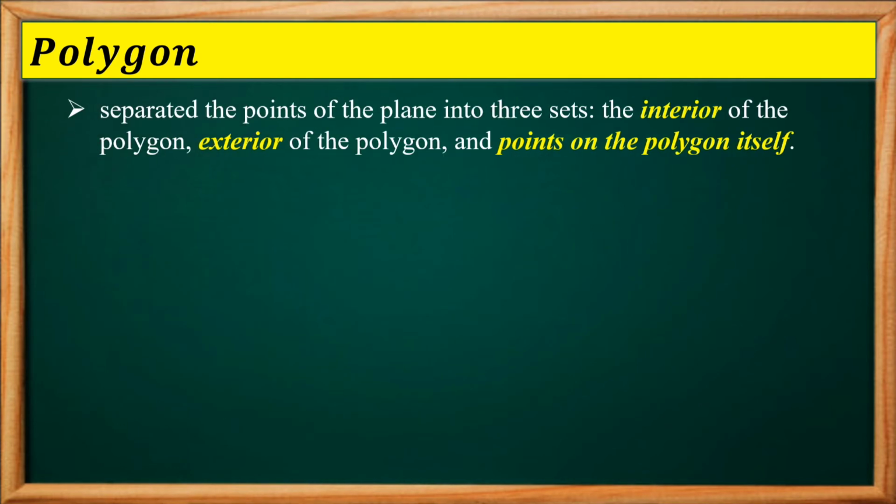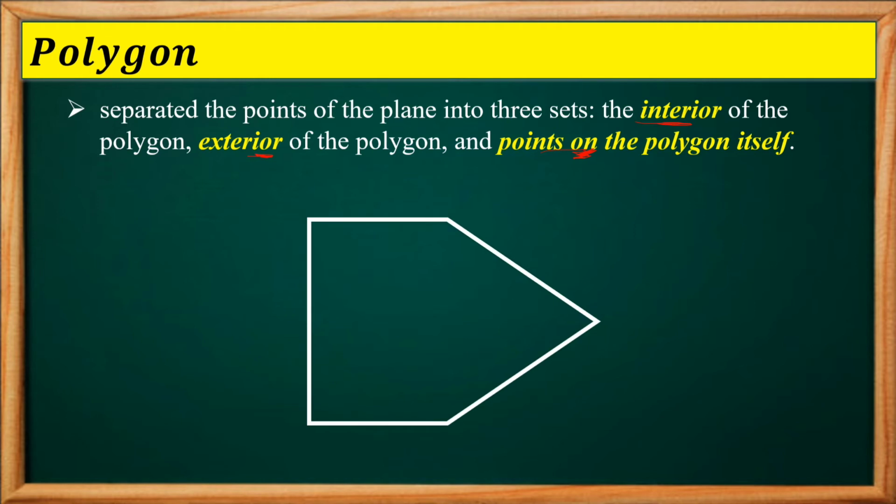Now, a polygon separates the points of the plane into three sets. We have what we call the interior of the polygon. Next is the exterior of the polygon, and the points on the polygon itself. Remember the word on. Ibig sabihin, yung mga points na nandun sa interior, nasa loob. Exterior, nasa labas. At points on the polygon, ibig sabihin ng on, nandun mismo sa polygon. Nakapatong, it means on, nakapatong.